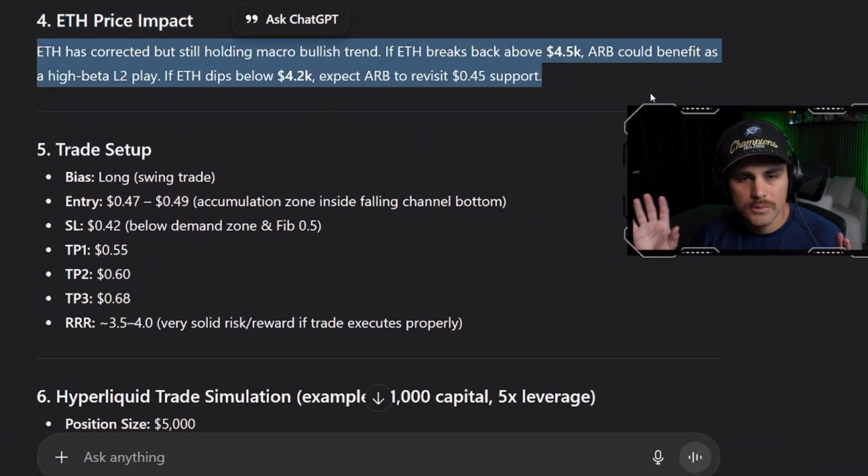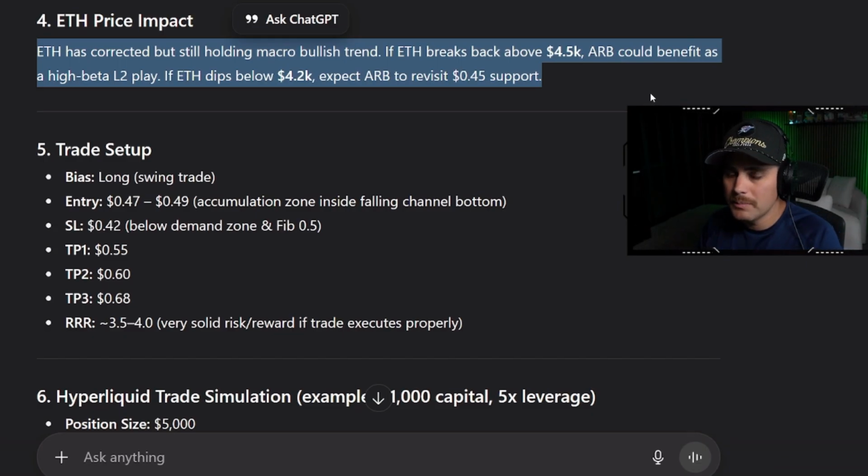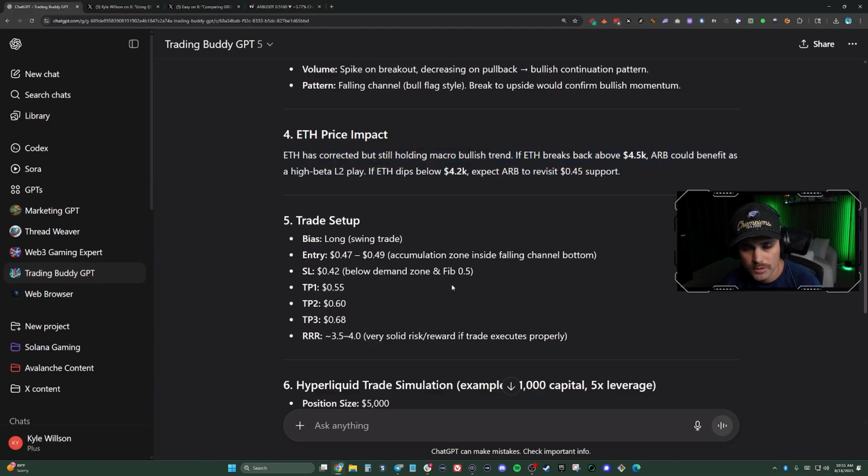ETH price impact. We know that Arbitrum is super correlated with ETH. It's a good beta play for ETH. Obviously, it's a layer 2 on ETH, and they have since partnered with Robinhood to make a Robinhood chain, which is pretty cool. So it's got a lot of good, strong technicals.